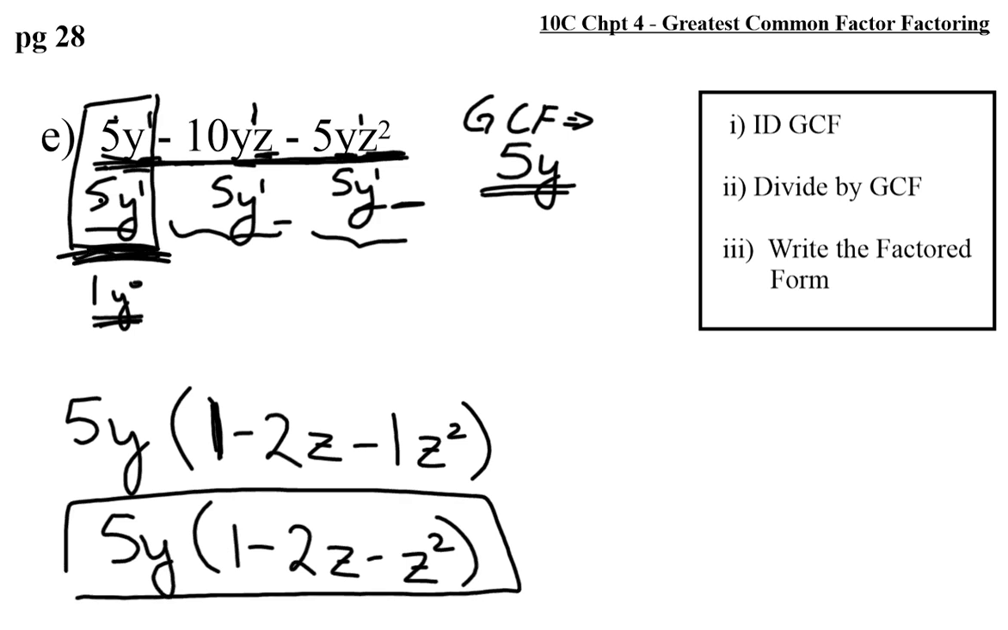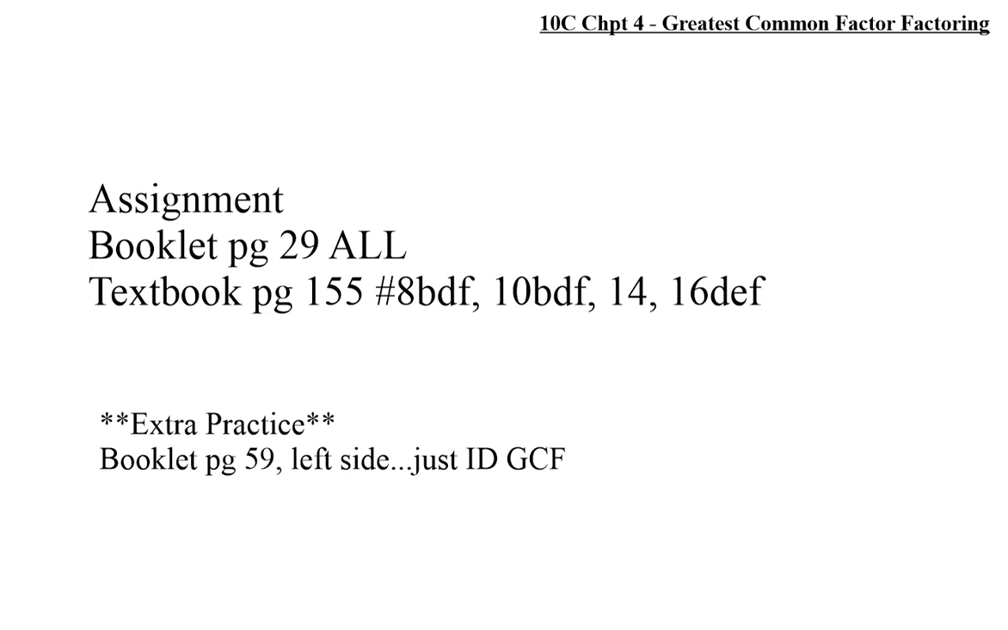It's important if we get a value of 1 that it is there, because when I multiply 5y times 1, I need that 5y value there, so I have to keep the 1 placeholder. So that's all there is to GCF factoring. Identify your GCF, divide by the GCF.